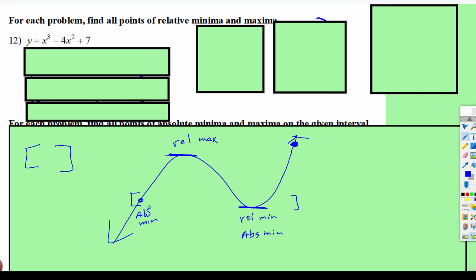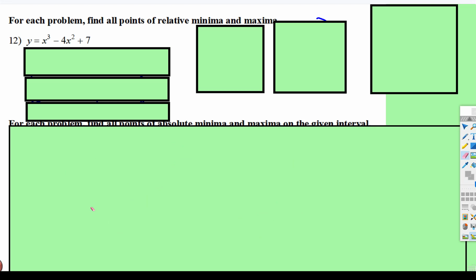So when we're talking about absolute, you have to consider the endpoints. When you look at this x right here and this x right here, what is the height of the y's? And then you also have to check the relative mins and maxes by checking the first derivative. All right. So for relative mins and maxes, you take the, I froze it, so now I can't move it. All right. So you take the derivative.